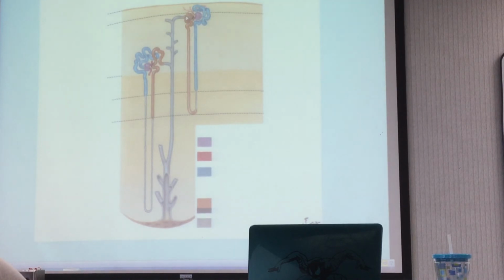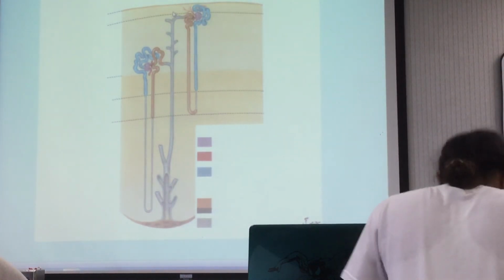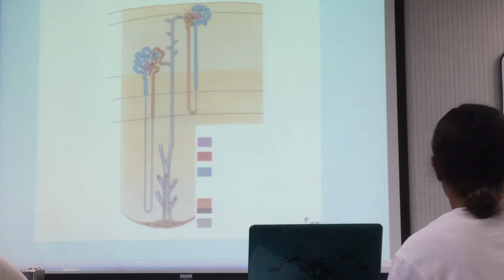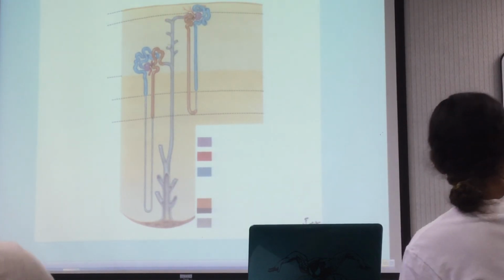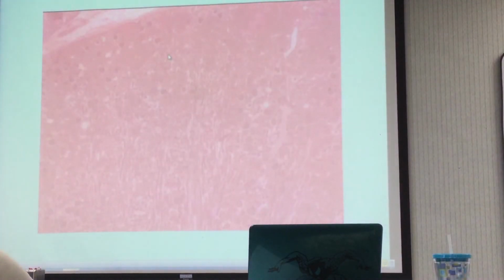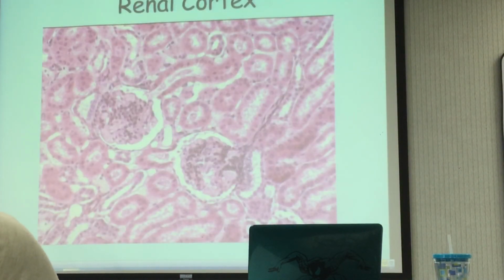Okay? So make sure you know what a nephron is, and what is this structure? Collecting duct. You have several nephrons that dump into a collecting duct. Okay. So here is renal cortex. Why is it renal cortex? Because I see what? Renal corpuscle.